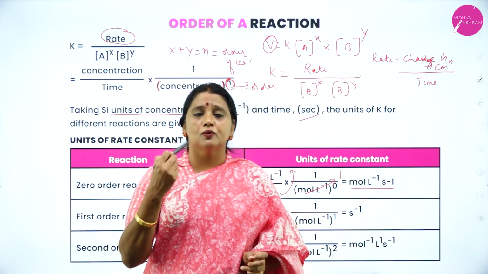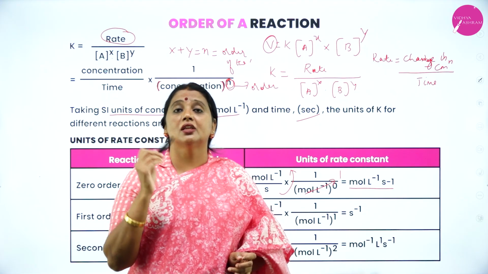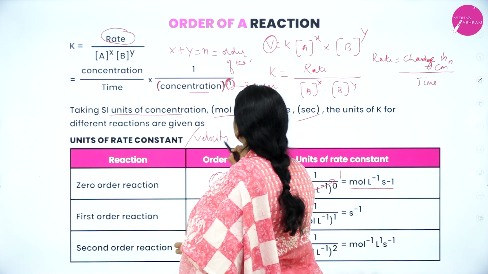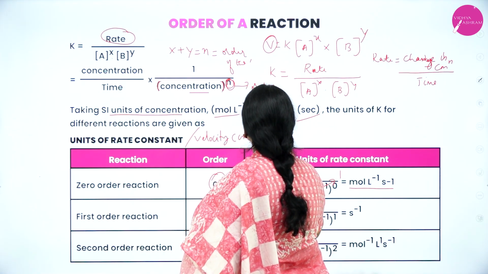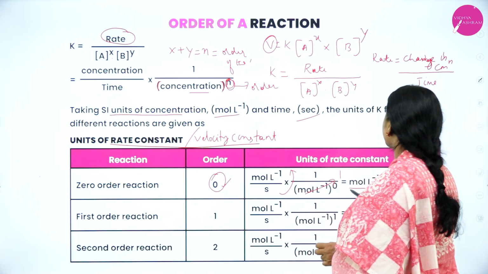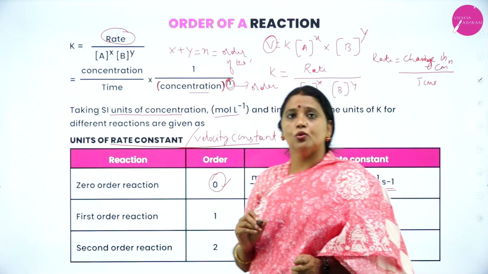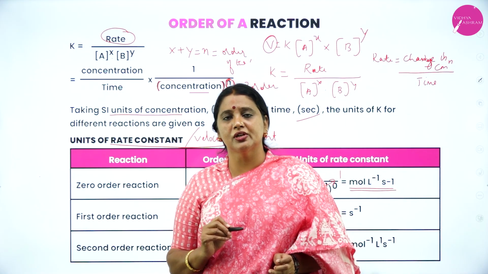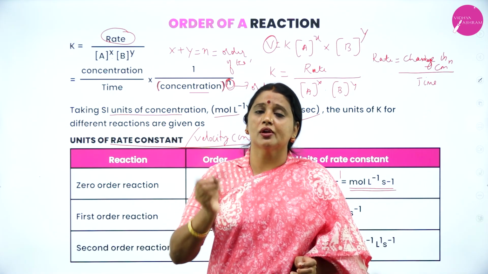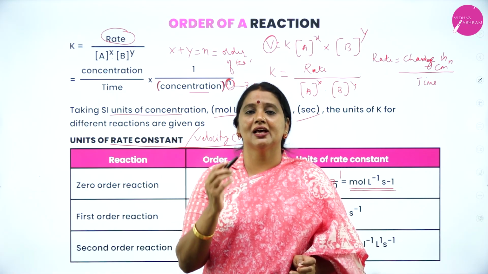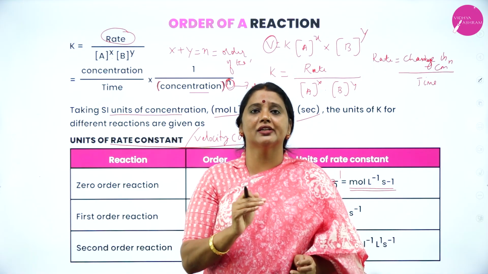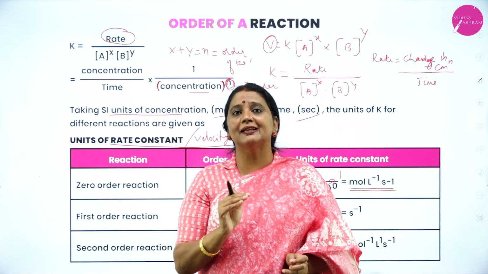What is the unit of velocity constant of a zero order reaction? The unit of rate constant or velocity constant of a zero order reaction is mole per liter per second. It is also the unit for velocity of a reaction. The unit of velocity of a reaction as well as the unit of velocity constant of a zero order reaction, both are the same, that is mole per liter per second.